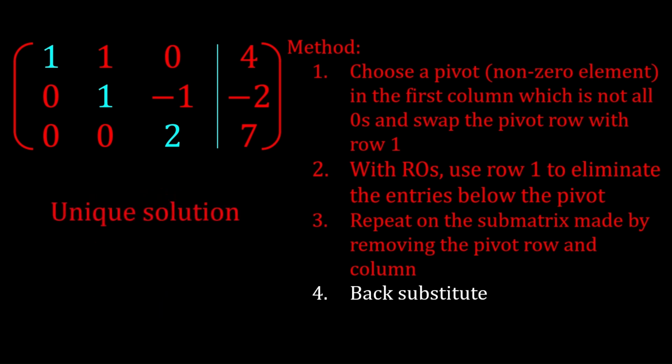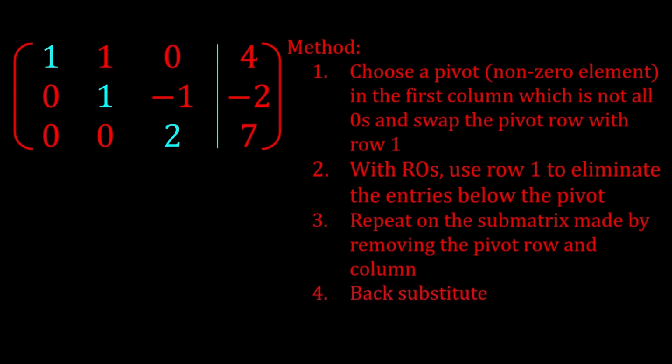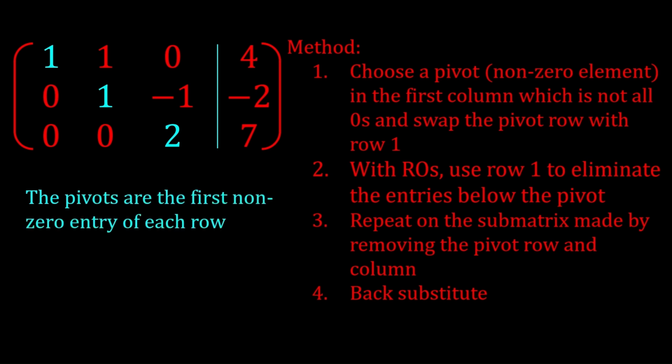I'm just saying, imagine you had a huge matrix and you just want to know, is there a unique solution? Well, you're not going to back substitute, right? That's going to take forever. Can you just look at the form of the matrix and tell? That's what I want to know. Notice how, if you look at it by rows, the pivots are the first non-zero element of each row. In other words, to the left of the pivots are always zeros.